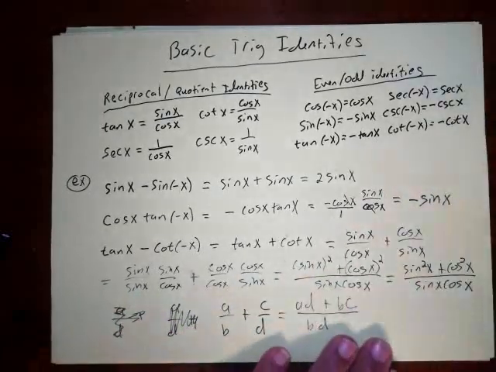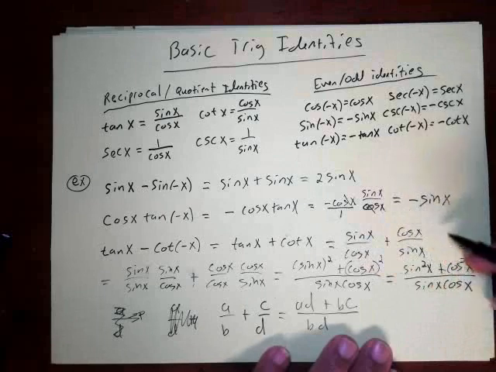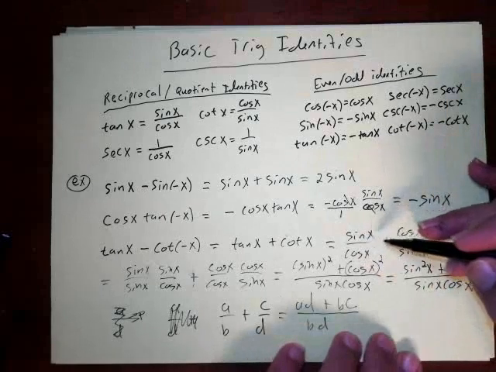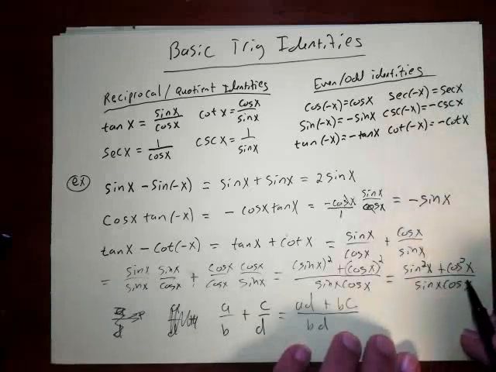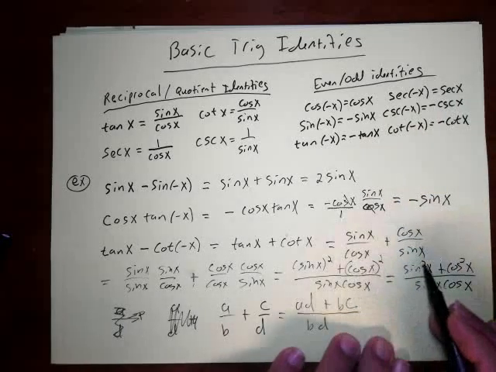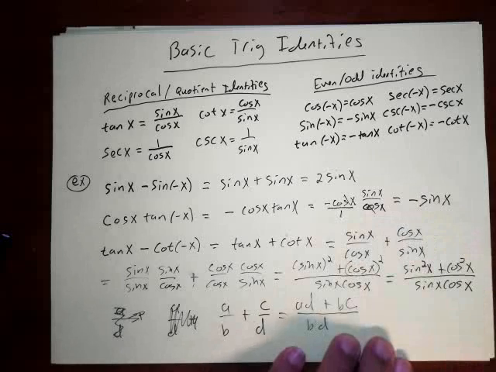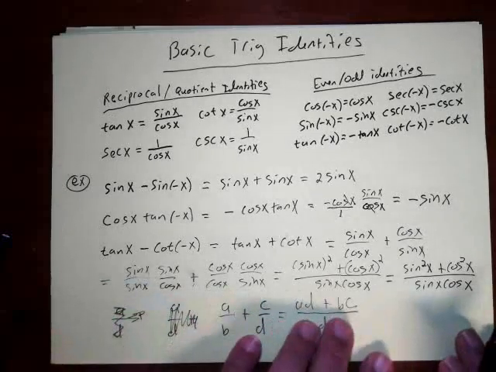So I would have gone from here directly to here, and I would have done it by saying sine squared x plus cosine squared x all over cosine times sine of x. Okay? That's how I would have done it. And I just showed extra steps here.